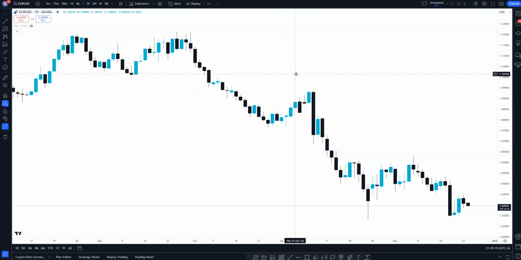Alright, so that's the basics of the chart or the candlesticks and how you look at that. Next we'll go into trying to look at it as a whole, but I'll do that in the next video.